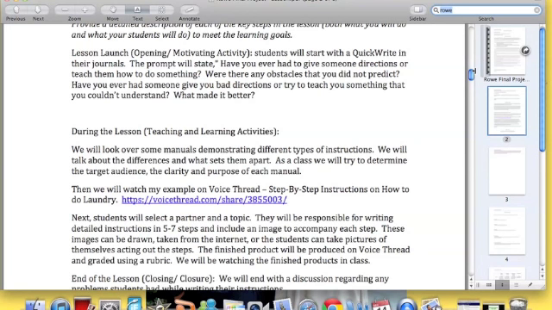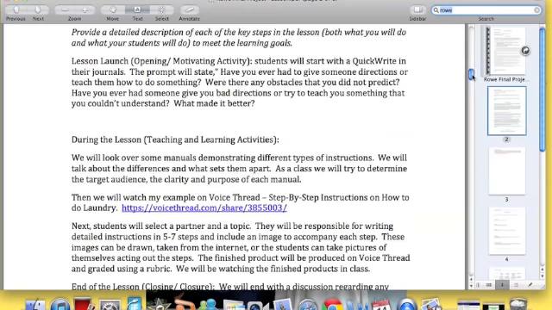My purpose for this quick write is I really want them to stop and consider instructions and how they affect them on a day-to-day basis. I think everyone's been given terrible instructions, and I think everyone's been asked to give instructions. Being on both ends of that is important for them to spend some time thinking about before we launch into our main activity.